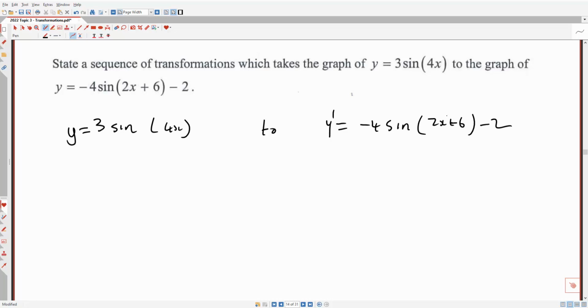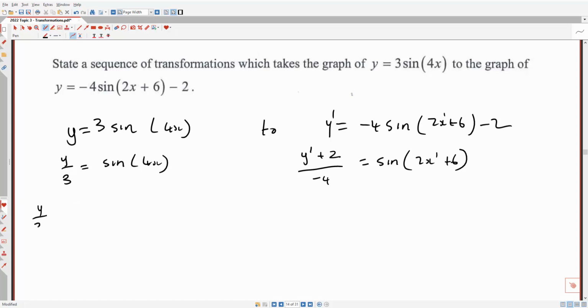So this is my image and image. Right, so over here I'm going to go y on 3 equals sine of 4x. Over here I'm going to go y dash plus 2 over -4 equals sine of 2x dash plus 6. Alright, we're ready to pair. So I'm going to go y on 3 is equal to y dash plus 2 on -4. Here I've got 4x equals 2x dash plus 6.